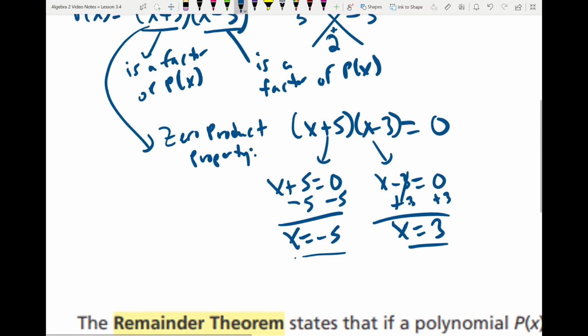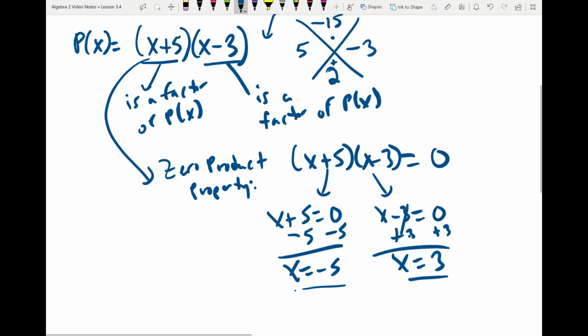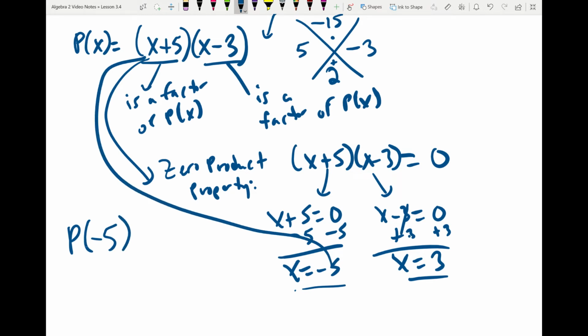So now, what happens if we plug in negative 5 into the polynomial, right? Well, you get p of negative 5. Let's plug in x into the polynomial. So plug it into there. Well, we get negative 5 plus 5 and negative 5 minus 3. Negative 5 plus 5 is 0. So this is going to be 0.